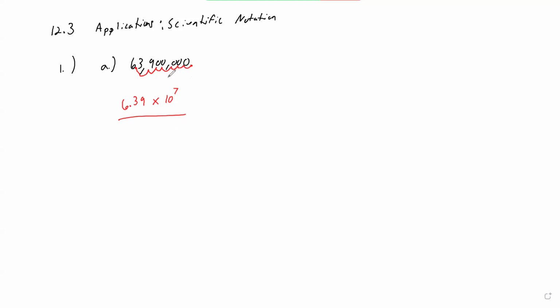Do notice when I was counting, I was going to the left. So if you're moving the decimal place to the left, it's going to be a positive exponent. And I say that because if I'm dealing with a really small decimal, like 0.00000245, this is actually 245 hundred-millionths.